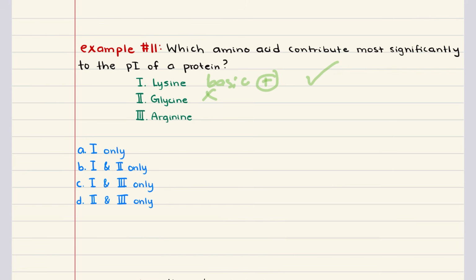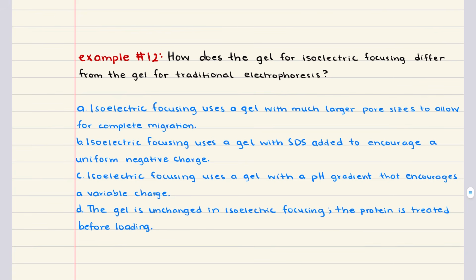Arginine also has a basic, positively charged side chain. And so, like glycine, it strongly influences the protein's pI. So 1 and 3 are the correct choices, which makes the correct answer for 11 C. Problem 12 says, how does the gel for isoelectric focusing differ from the gel for traditional electrophoresis?